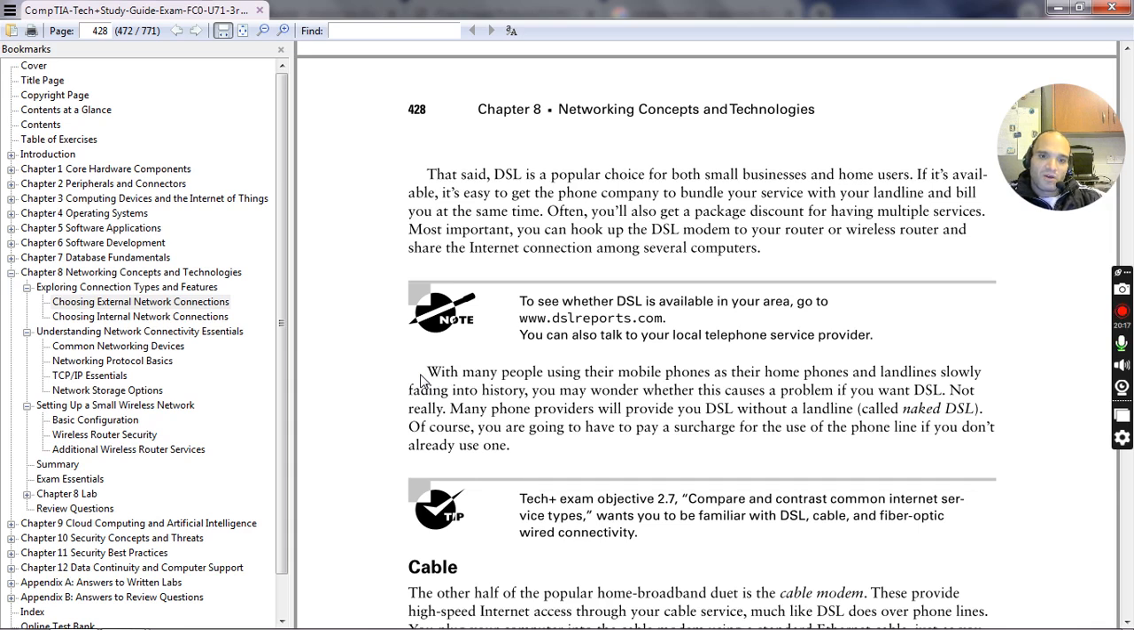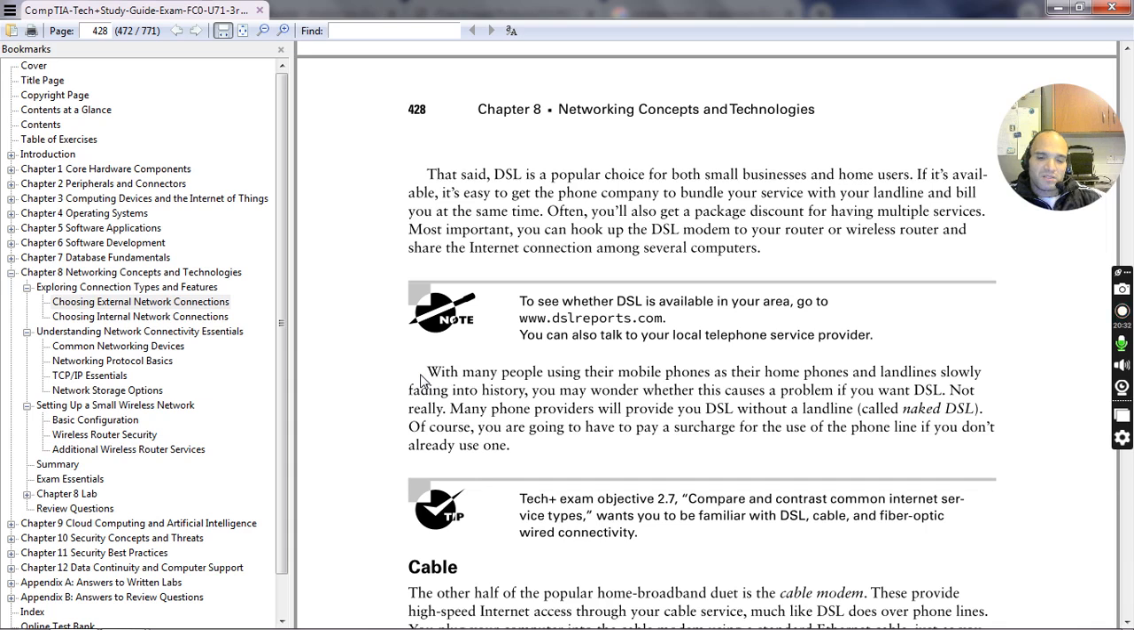And a note from the author: to see whether DSL is available in your area, go to www.dslreports.com. You can also talk to your local telephone service provider.